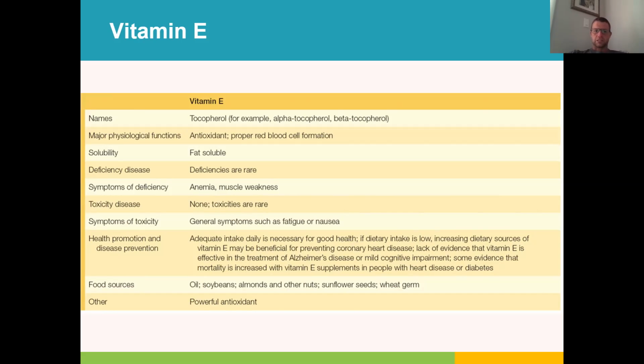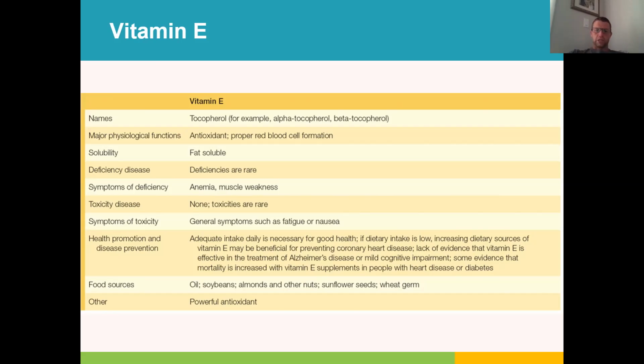Toxicities are rare. Symptoms of the toxicity would be general symptoms such as fatigue or nausea. Again, this is just one of those vitamins we don't tend to see where people might have an issue. The only place I could see this would be someone who's in starvation, in a third world country who can't get food. But again, we may not be able to study what the vitamin E problems are because they may not be getting enough for other things that deteriorate their health at a much faster pace, right?